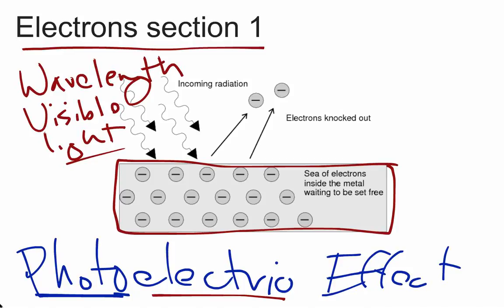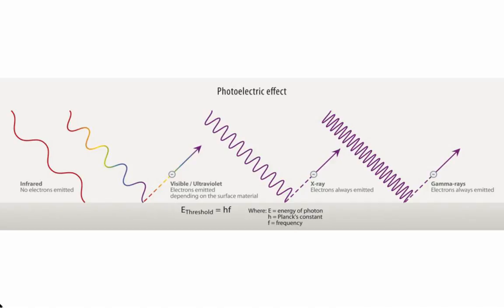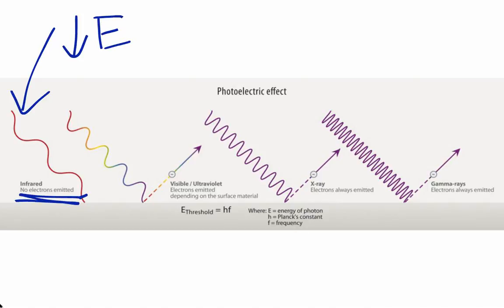You just shine some light, boom, we have an electric current. But that's not quite how it works, right? That's a little bit too easy. What we'll see with substances, when we look at the photoelectric effect on substances, is the amount of radiation that's coming in. Notice this is infrared radiation, which is really low energy radiation.